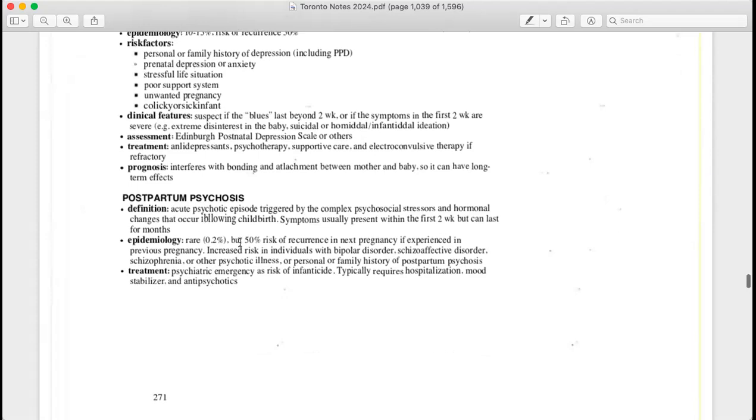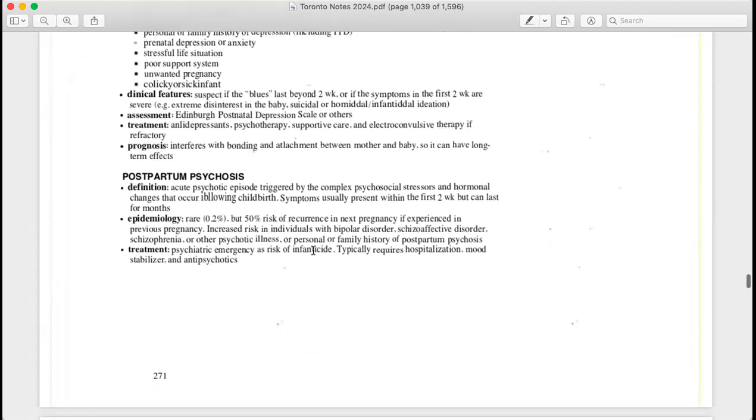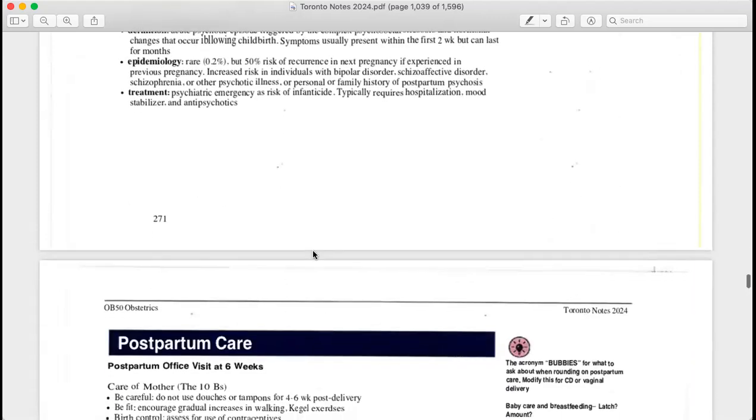Coming to psychosis, usually it starts within the first 2 weeks but can last for a month. It is a psychiatric emergency because they can try to kill the baby, so they might need emergency care or to be separated from the baby. It typically requires hospitalization, mood stabilizer, and antipsychotic.